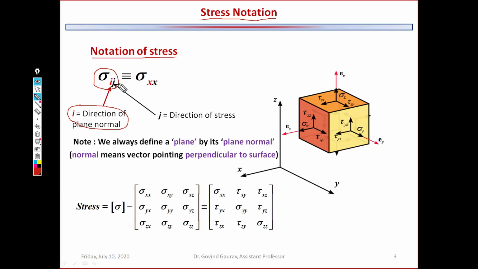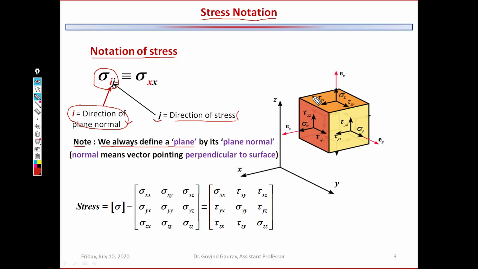The second subscript j represents the direction of the stress. So the first subscript represents the direction of the plane normal and the second subscript j represents the direction of the stress in which it is acting. The stresses can be both the normal stress as well as the shearing stress. Here a note has to be taken regarding that plane.